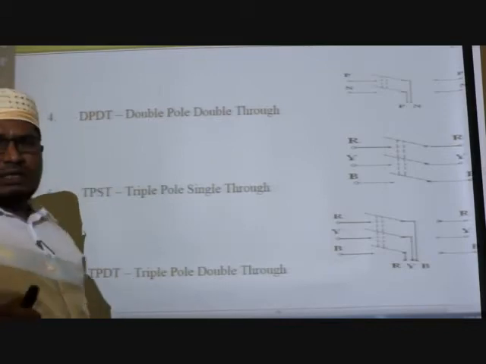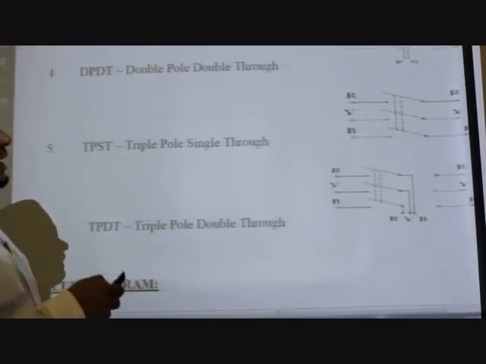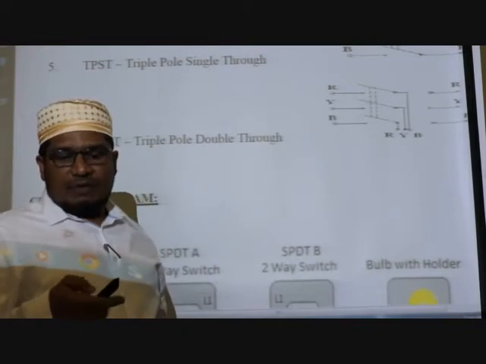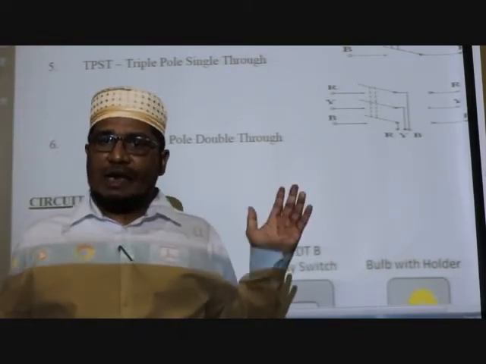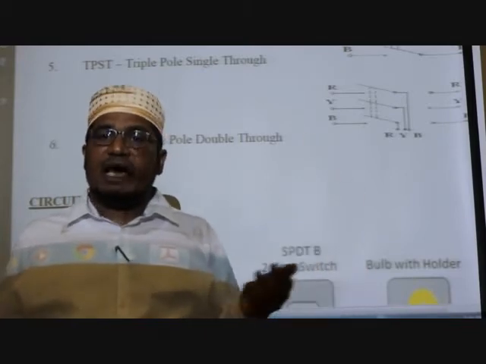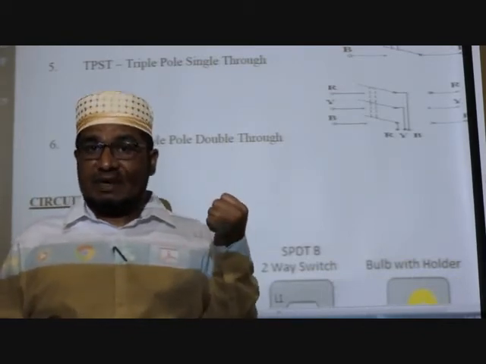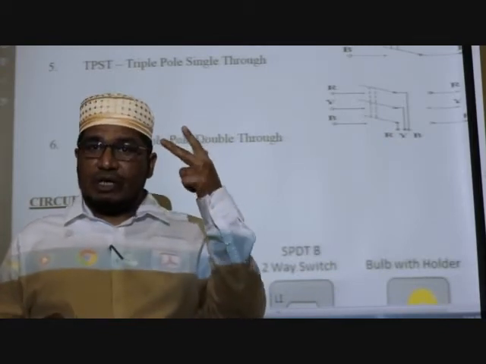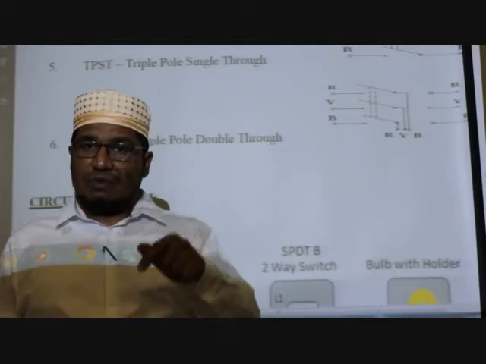Now the same process: triple pole single throw and triple pole double throw. What I mentioned about two switches, phase and neutral, is for a small house. Now we have big apartments, many apartments in a building, and we have three phase supply. We have RYB, three phase supply. Phase to phase voltage is 440 volts. Phase to neutral, it is 220 volts. Phase to phase, 440 volts.